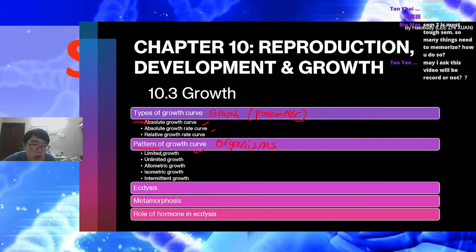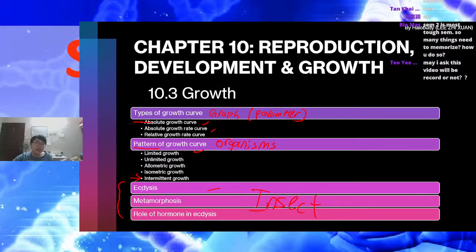Okay, so for pattern of growth curve, there are 1, 2, 3, 4, 5 patterns. You have to know what the patterns are, and also what example organisms have each pattern of growth curve. I already gave examples. Limited is for mammals, all mammals have limited and also allometric growth. Unlimited is for plants, isometric is for fish, and intermittent is for insects. These are some of the examples you have to know, though there are other examples too, but these are common ones. Okay, then you have to know that these three are for intermittent growth, for insects. This one is for insects.